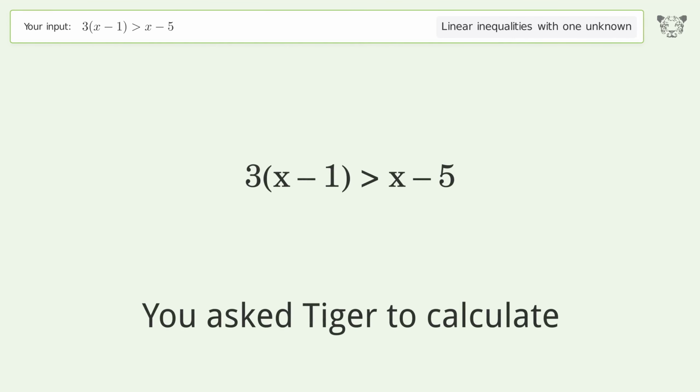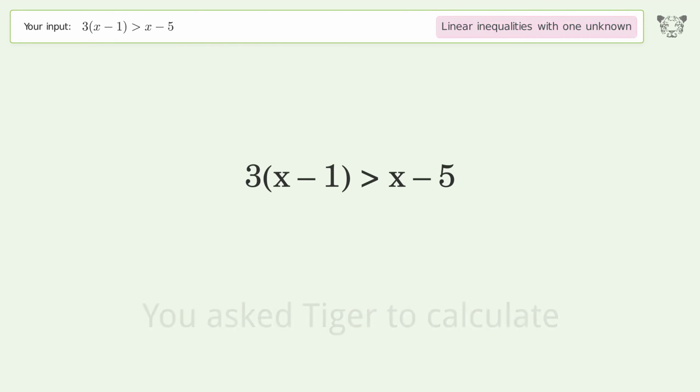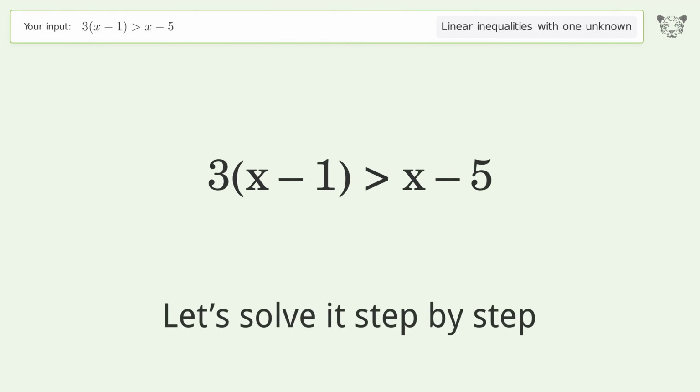You ask Tiger to calculate. This deals with linear inequalities with one unknown. The final result is x greater than -1. Let's solve it step by step.